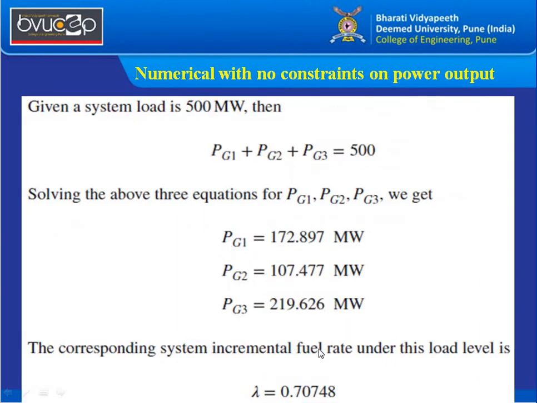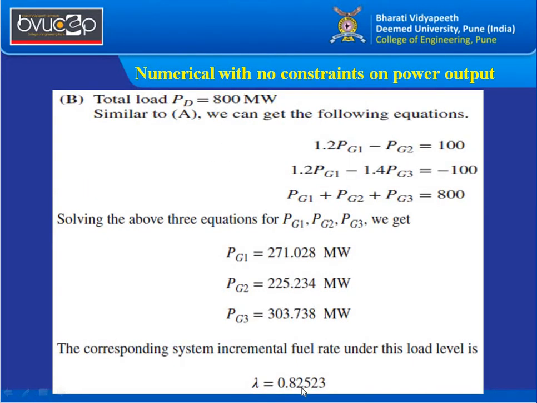Now when the demand was 500 megawatt, the value of lambda was 0.70748, and when it was 800 it is 0.82523. So here it can be noted that as the demand is increasing, lambda, the fuel rate, is also increasing. That is the point to be noted. The rate at which it is going to increase depends upon the generating capacity of that particular unit, which is calculated from the input output characteristics. That is going to be very important from the incremental rate point of view.